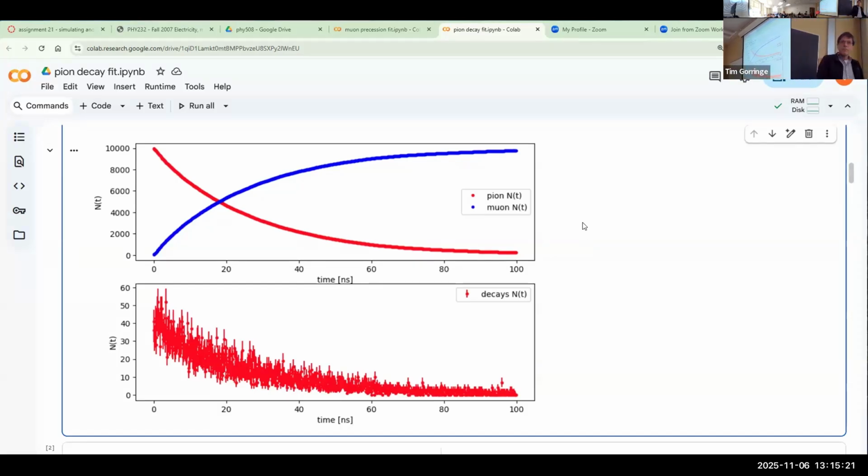Yes. Did you mention why the error bar should be the square root of the count? Yeah, I'm actually going to come to that in the next cell. I'm going to say a lot about that.